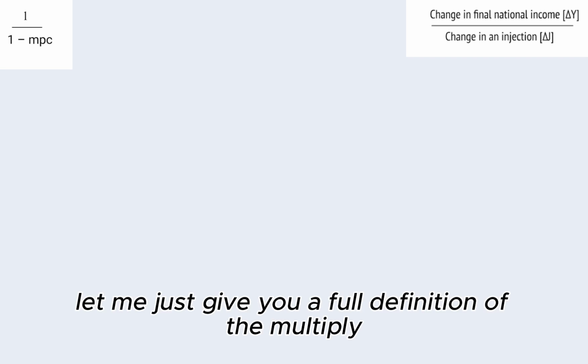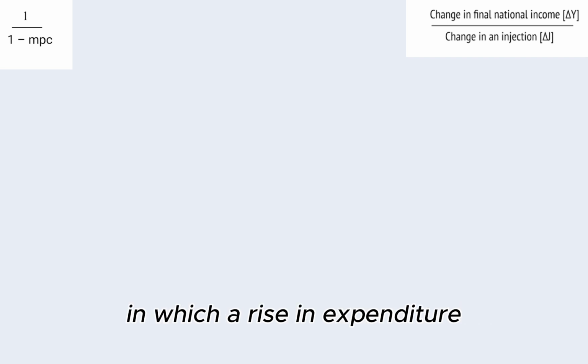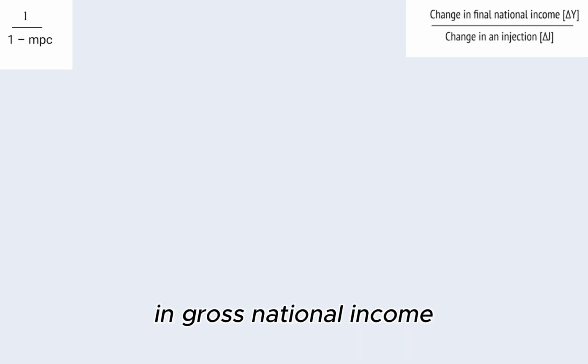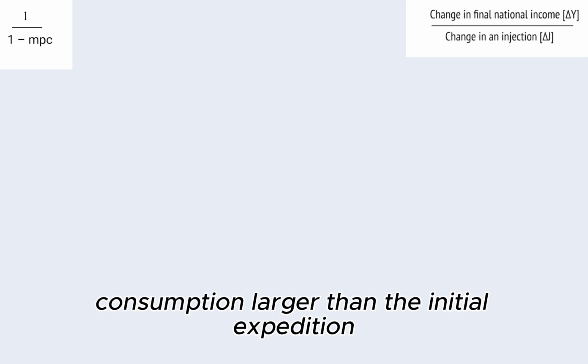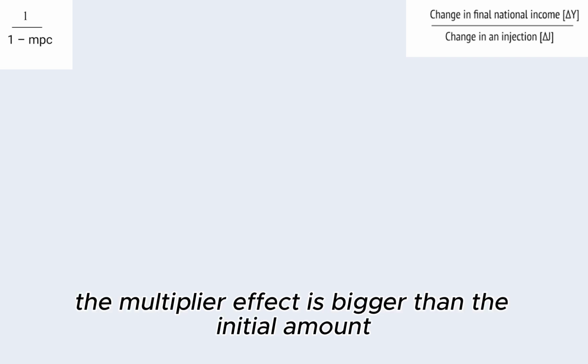Now, let me just give you a full definition of the multiplier. The multiplier is an economic effect in which a rise in expenditure results in a substantial increase in gross national income and consumption larger than the initial expenditure. Now, basically, the multiplier effect is bigger than the initial amount.